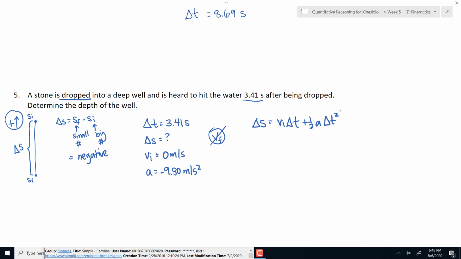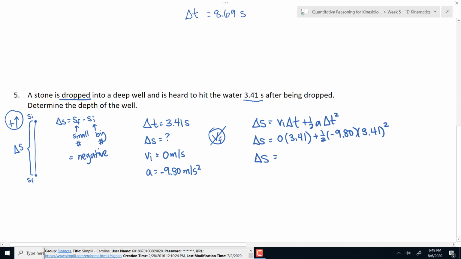So delta S is the variable we're looking for, and it's already isolated on the left side of the equal sign. So we're good. We can just start subbing everything in. So we have delta S is equal to V initial, which is 0, delta T, which is 3.41, plus 1/2 A, which is negative 9.80, and delta T again, which is 3.41 squared. All right, so I'm going to type everything into my calculator. 0 times 3.41 plus 1/2 times negative 9.80 times 3.41 squared.